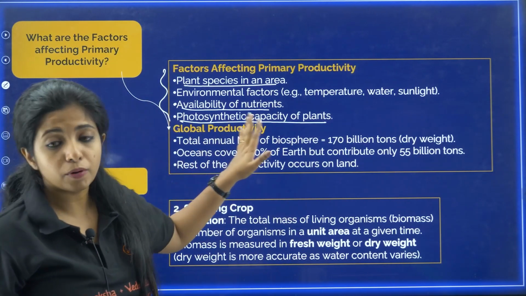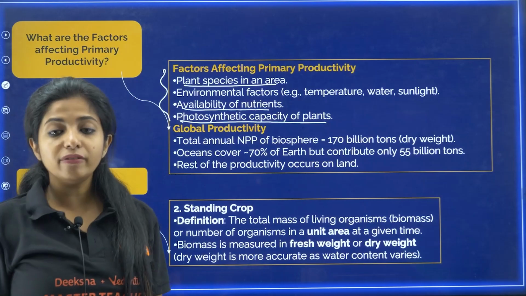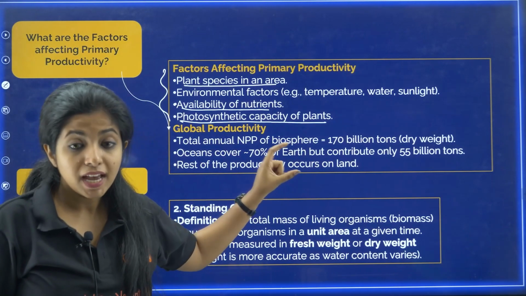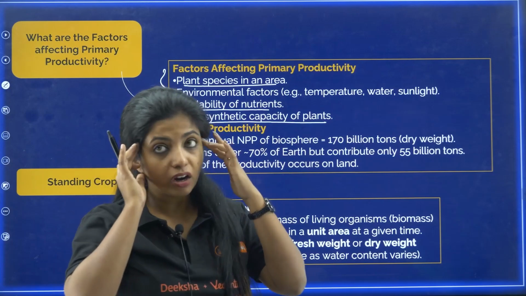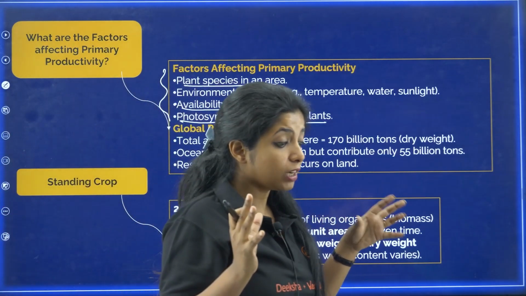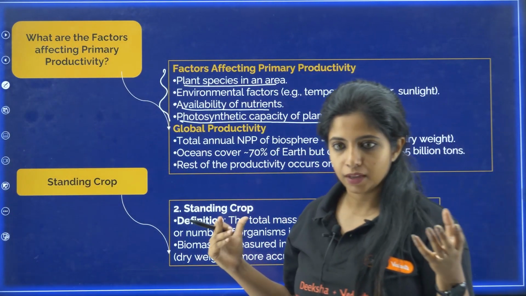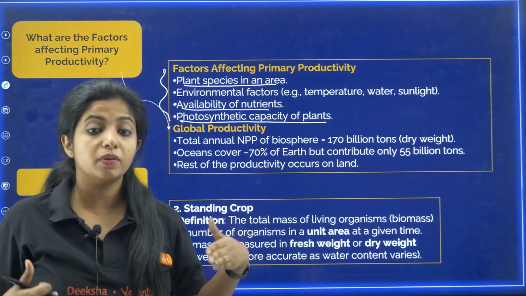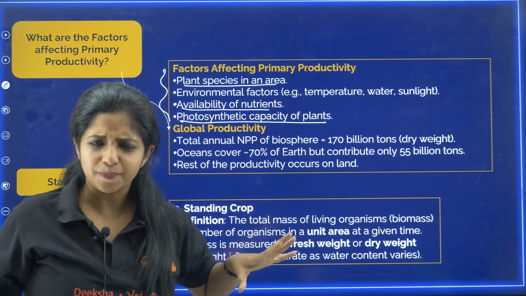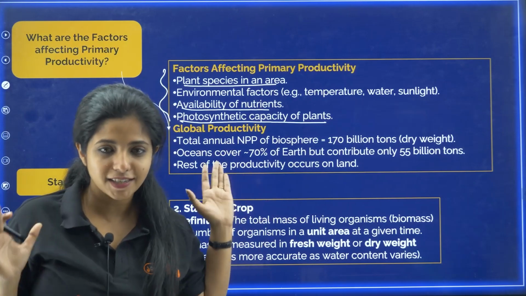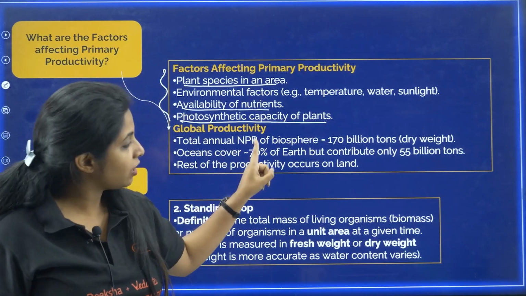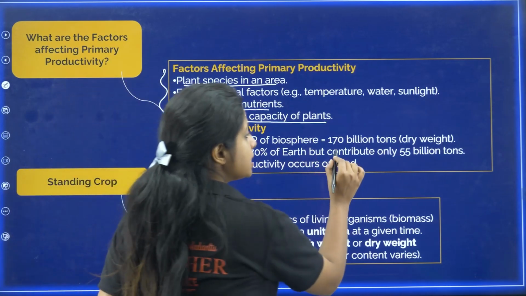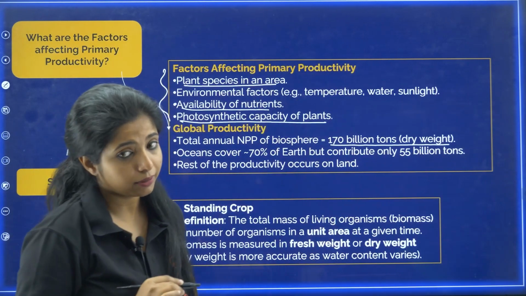Now, what is global productivity? The total annual NPP of biosphere, my dear children, and it's very important to know these key terms. You know what? I saw a question and I blew up because I didn't expect that to come. So all these terms and numbers which are so difficult for us to remember, that can also come. Let's consider it is easy and let's study it anyways. So total annual NPP, net primary productivity of biosphere, is what? 170 billion tons dry weight.